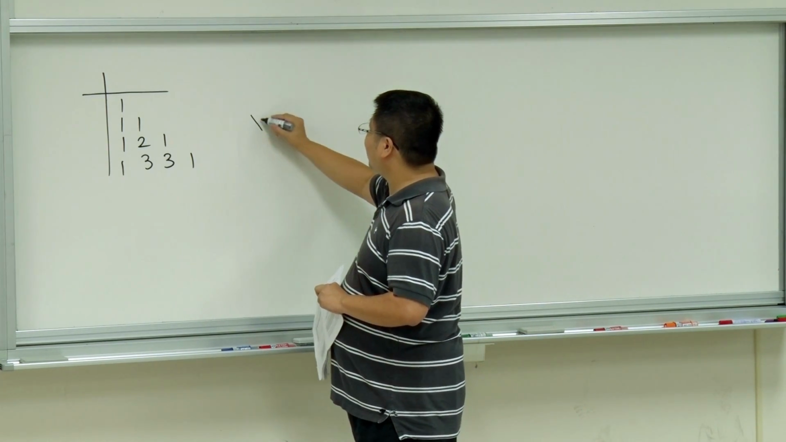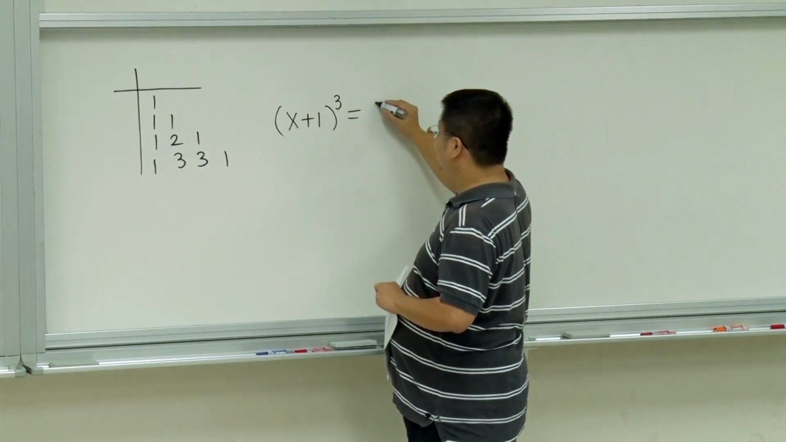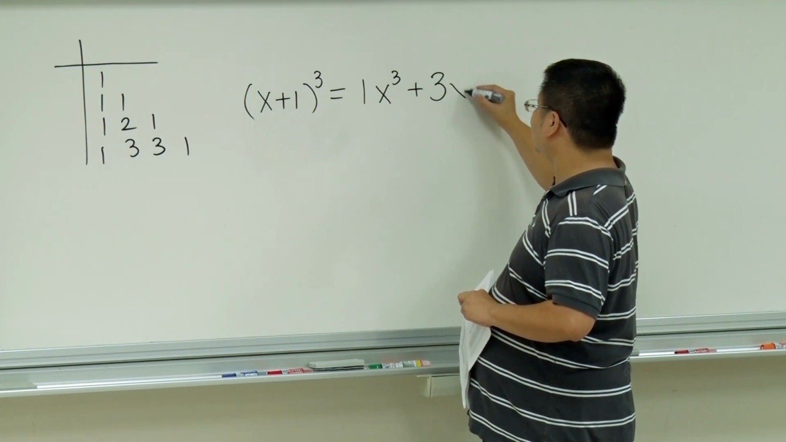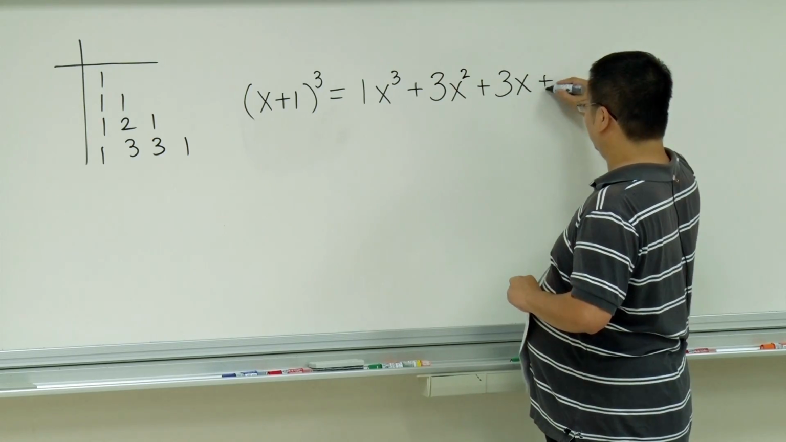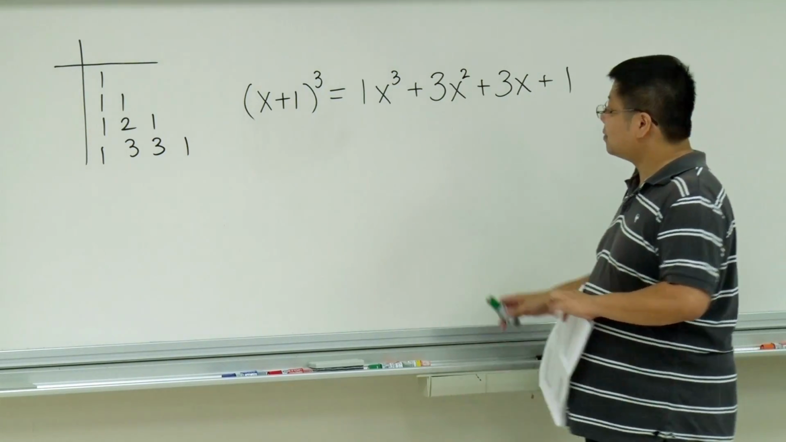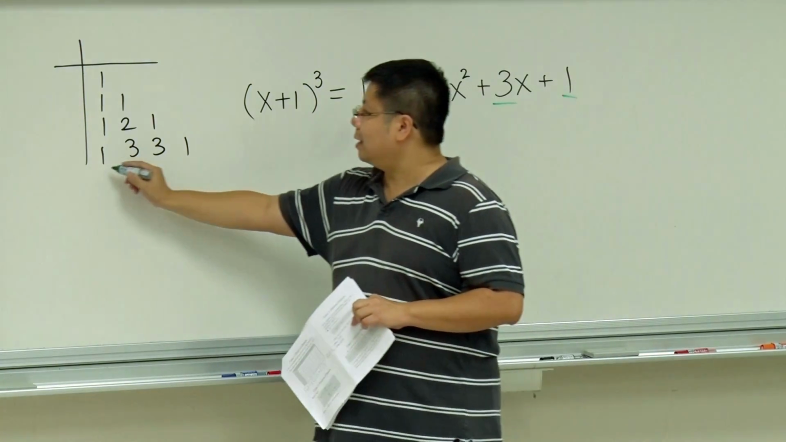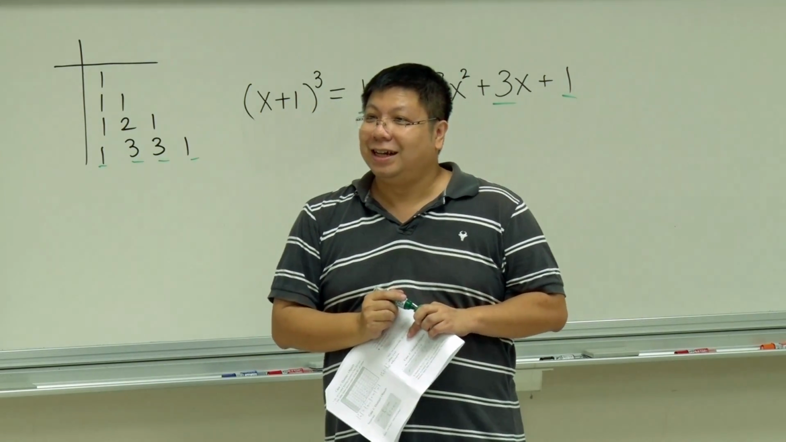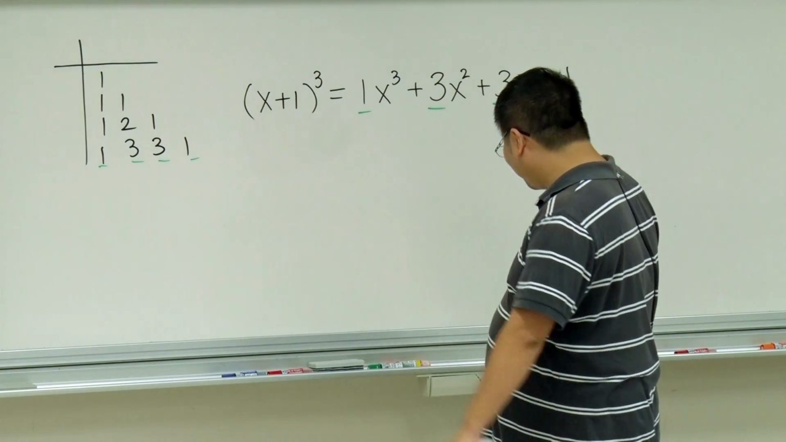So you can have (x plus 1) cubed, let's say, is equal to 1 times x cubed plus 3 times x squared plus 3 times x plus 1, right? And then somehow we can use up all these entries, 1, 3, 3, 1, in the same row into a formula, right? Now, certain numbers also have this property. Amazing.